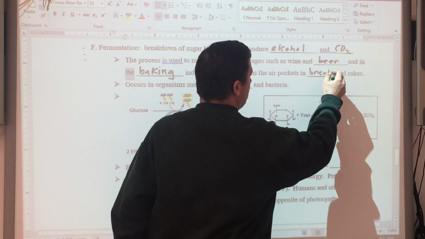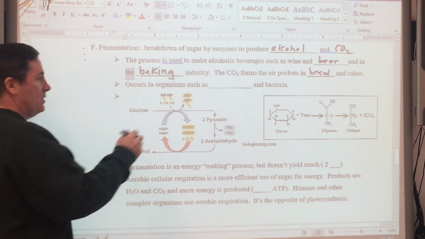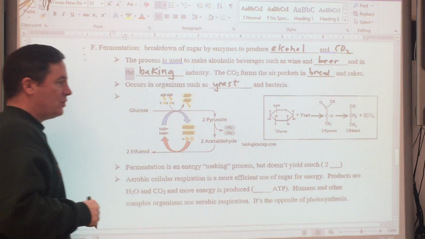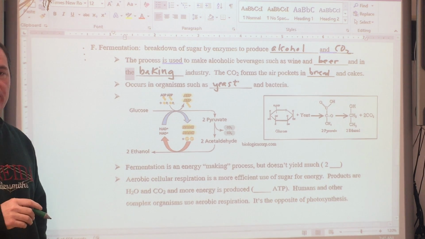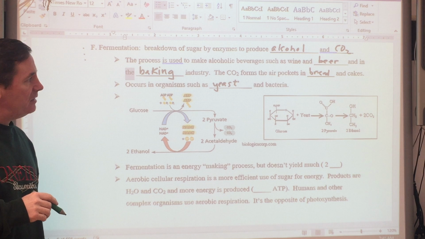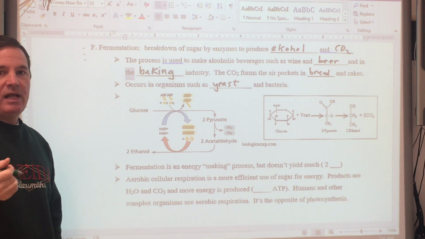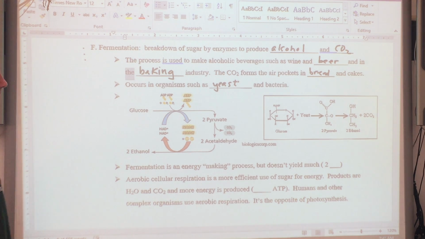Forming little pockets. Bread and cakes. Okay, so this happens in yeast and bacteria. You know, Swiss cheese has the holes in it. It's because the bacteria that ferment the milk into cheese produce a lot of carbon dioxide, and it gets trapped in there, and then you get these big holes where the gas was.